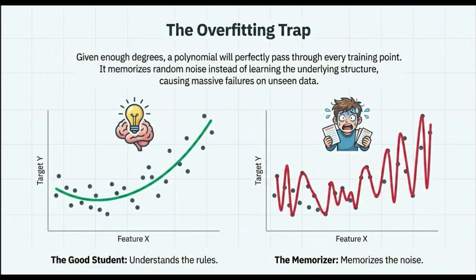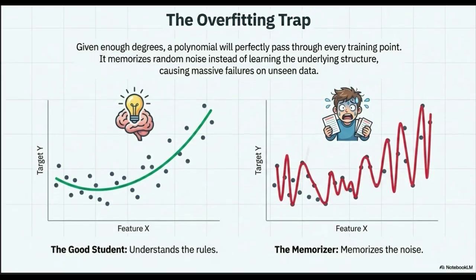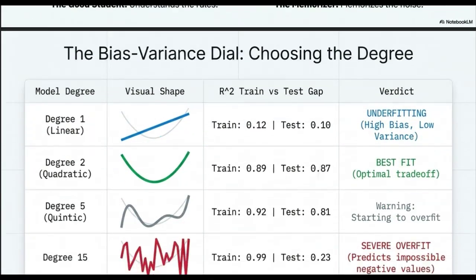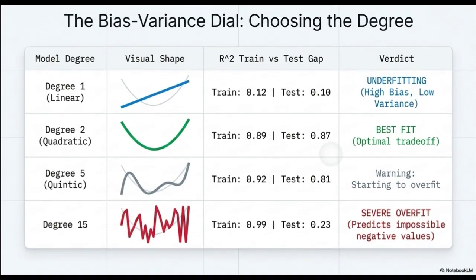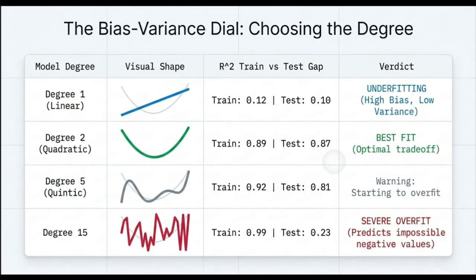Let's visualize this exact failure. I am moving to slide 6, the bias-variance dial, choosing the degree. The chart here shows 4 overlapping curves, comparing the R-squared scores for both the training data, which the model has seen, and the unseen test data. This chart illustrates the bias-variance trade-off perfectly. It's the central tension of all machine learning, really.